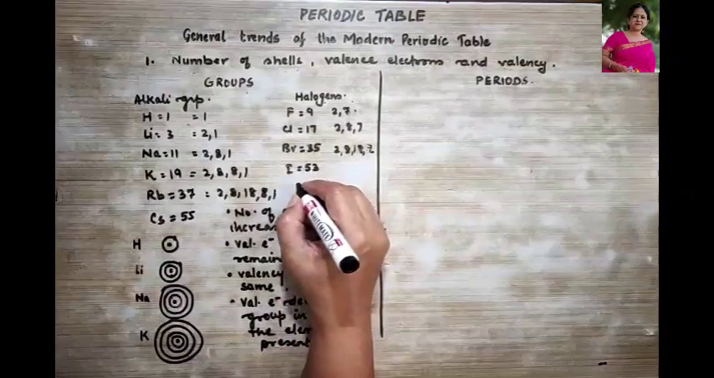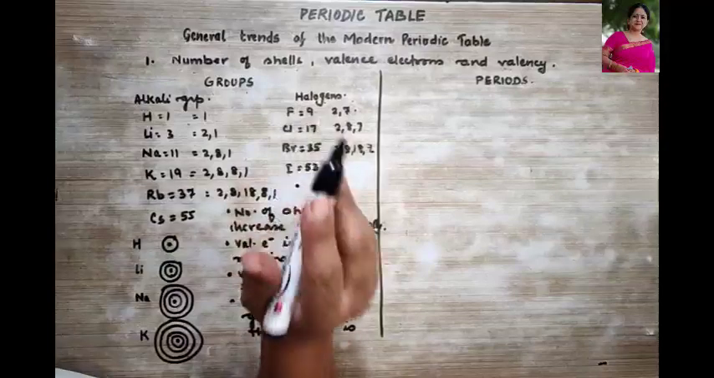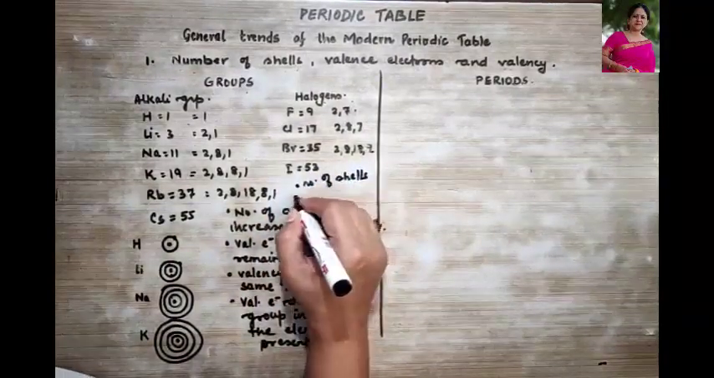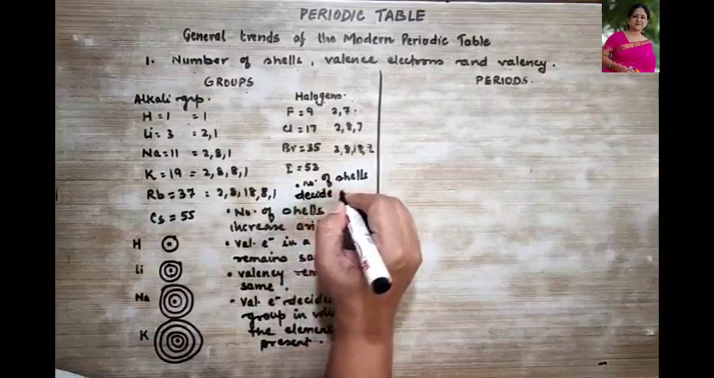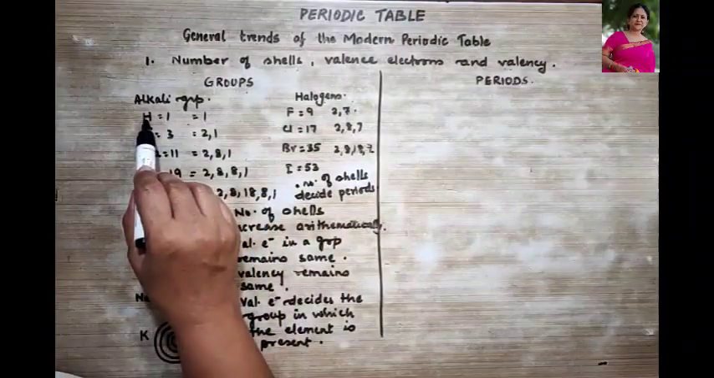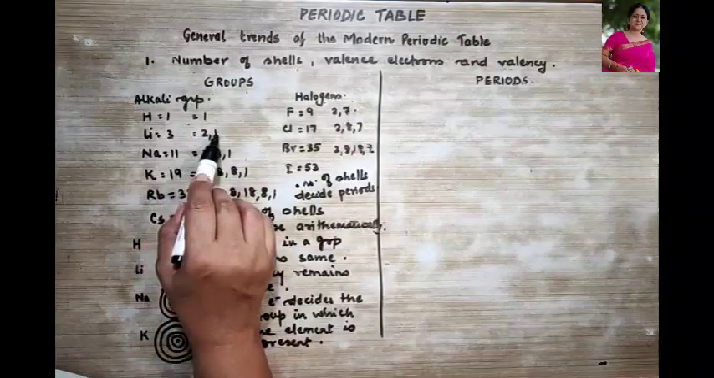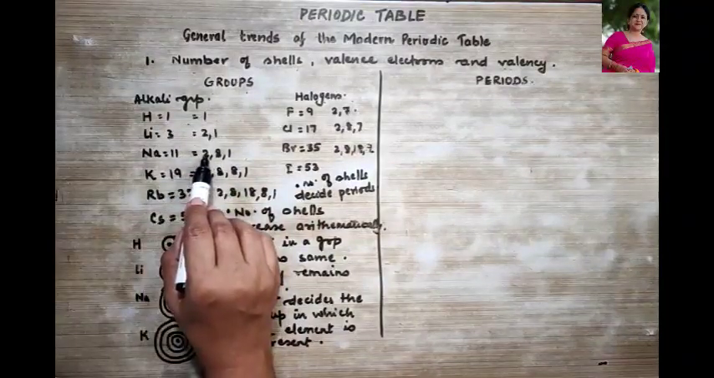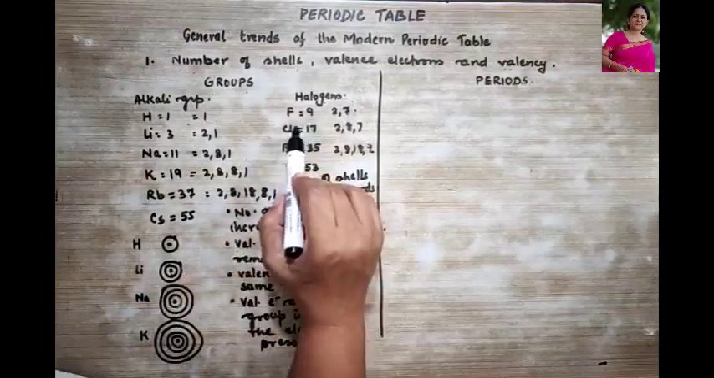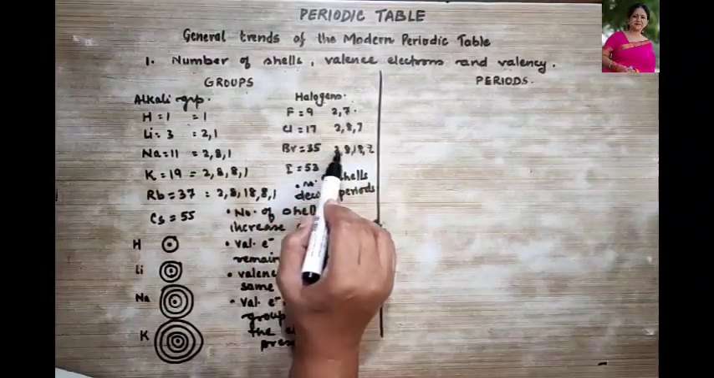And the last point to be told over here, the number of shells, they decide the period. Okay. So if you look over here, hydrogen is found in the first period. You can check your periodic table. Lithium is found in the second period. Sodium is found in the third period, 1, 2, 3. Potassium is found in the fourth period, 1, 2, 3, 4. Then chlorine is found in the third period. Fluorine is found in the second period. Bromine is found in the fourth period, and so on.